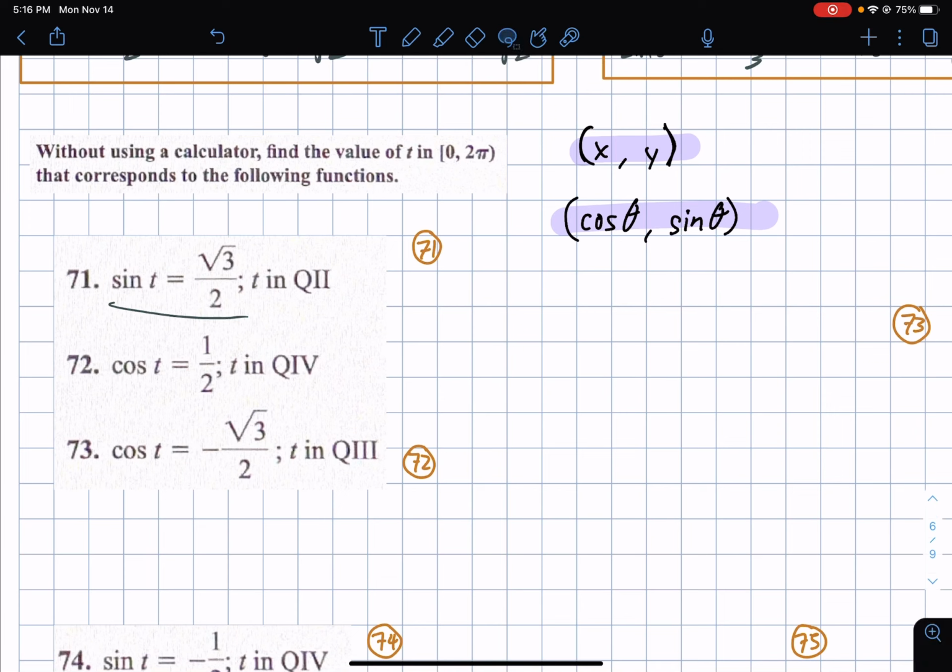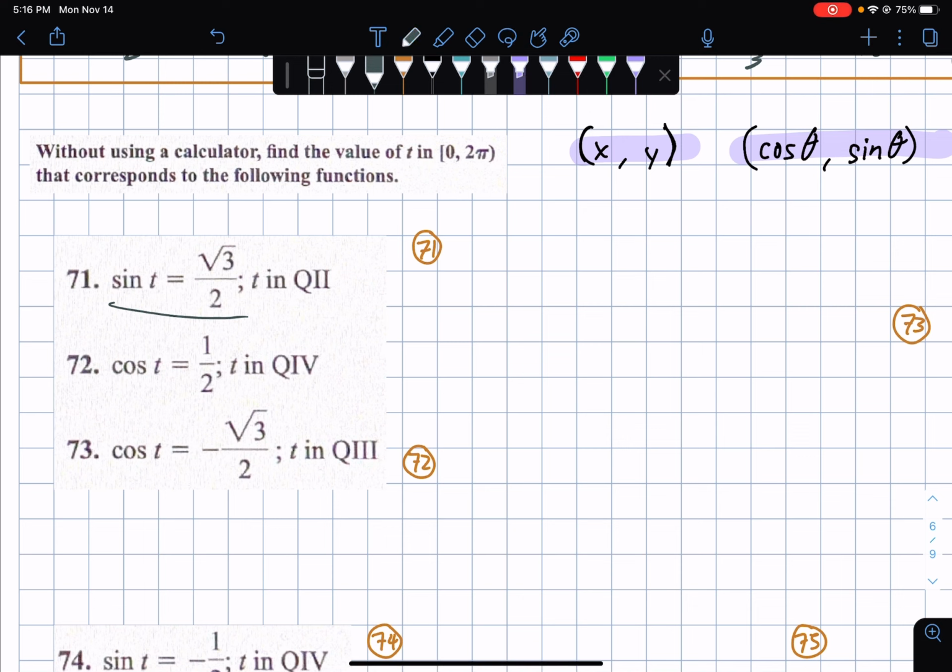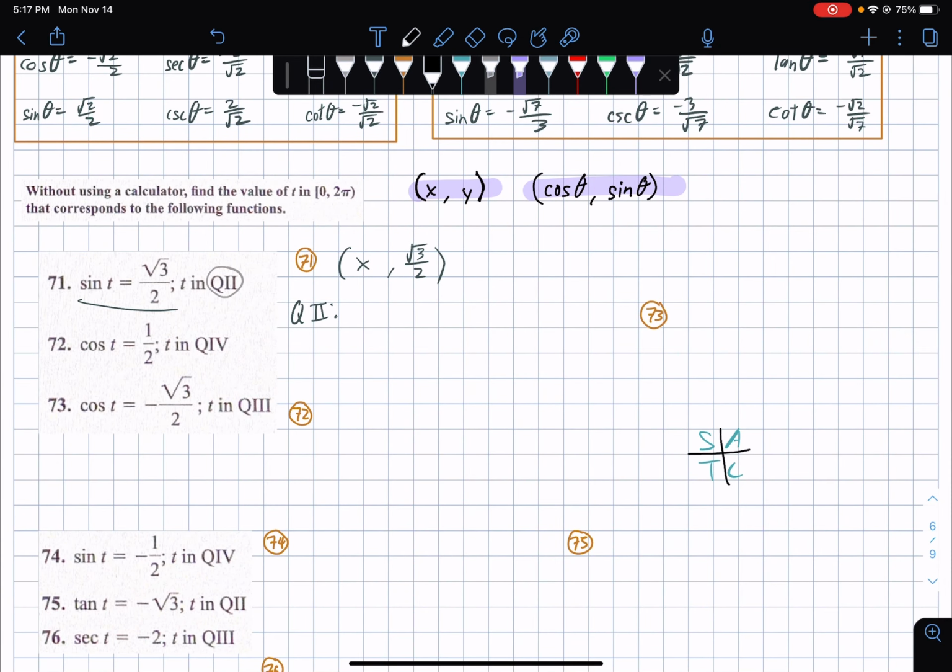And so upon applying this knowledge, for number 71 we have sine t. So basically sine is y, the y value. So we have something like this, and our missing value is x. In order to find that, we know that this y value is located in quadrant 2. What do we have in quadrant 2? We do have to apply this illustration or diagram.